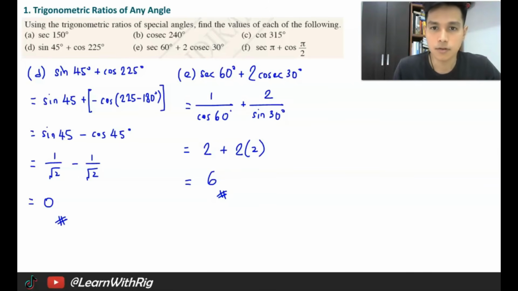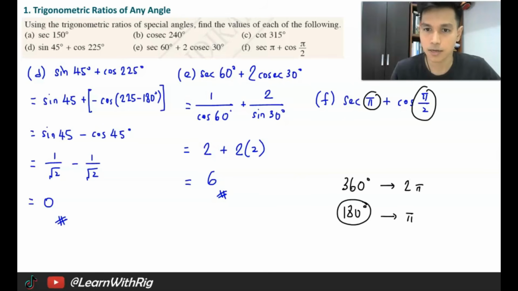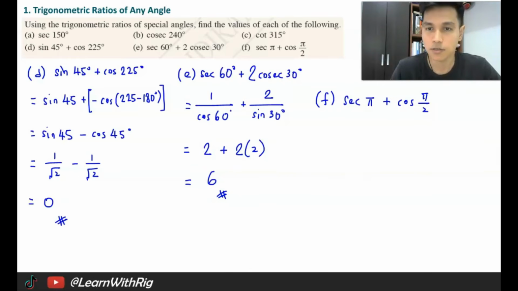Now last one, question F. Secant pi plus cos pi over 2. If they write in terms of pi, remember you learned this in form 4. We learned about radian. In radian, 360 is actually 2 pi. 180, which is half, equals pi. This is pi over 2, so it's again half, so it's 90. If you want to solve this in the form of radian, you have to change your calculator to radian. Otherwise you will get the wrong answer.